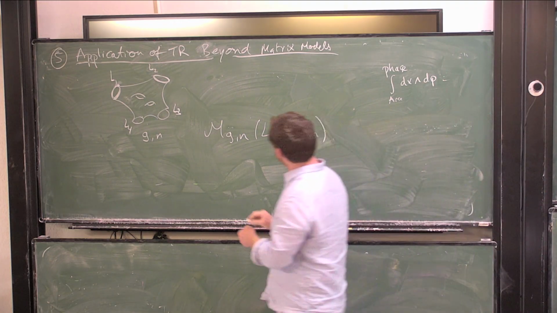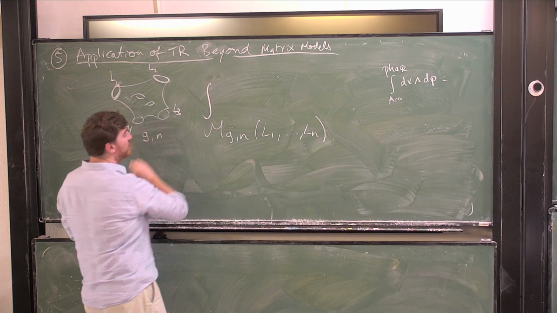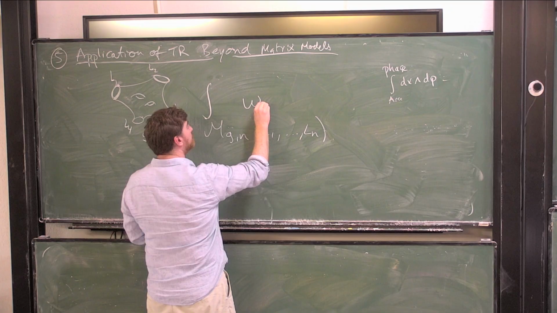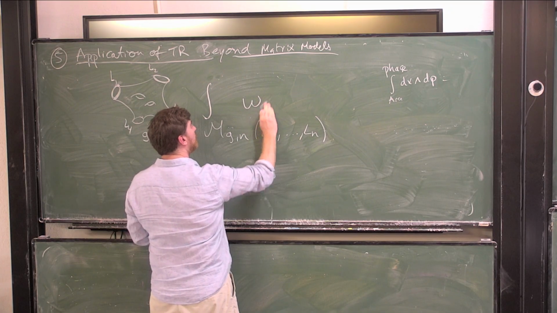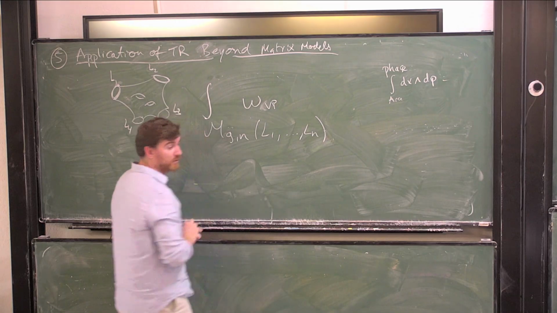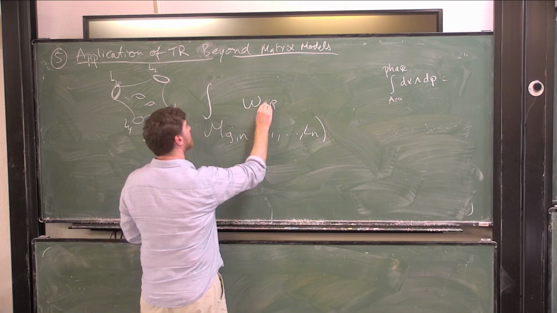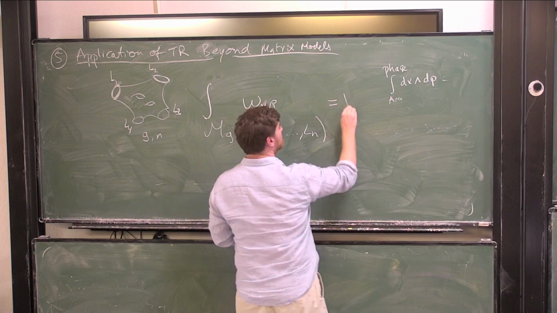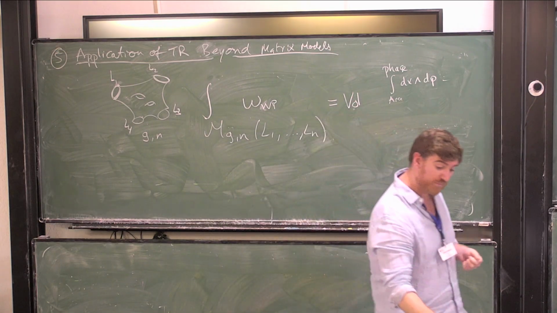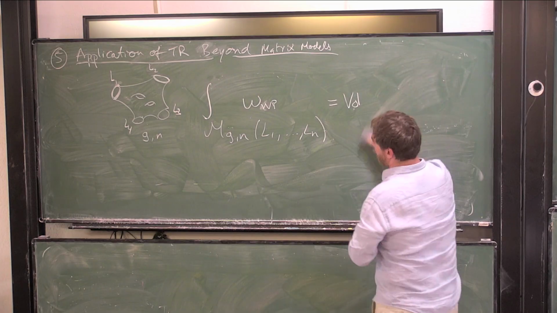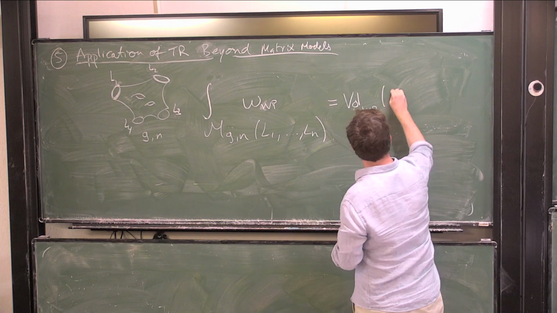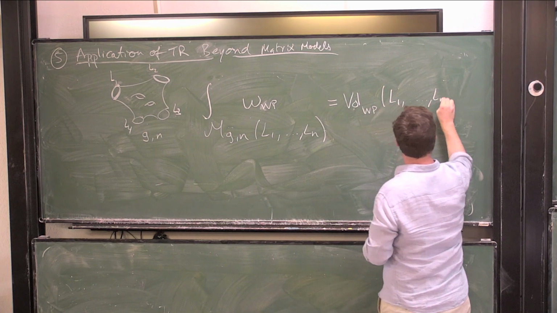So one thing we can do is imagine asking, what if we integrate over this space with a particular form? There's a particular symplectic form on here, which is called the Weil-Petersson form, the Weil-Petersson symplectic form. And so these define particular volumes of the space of these surfaces that depend on the boundary lengths L1 through Ln.